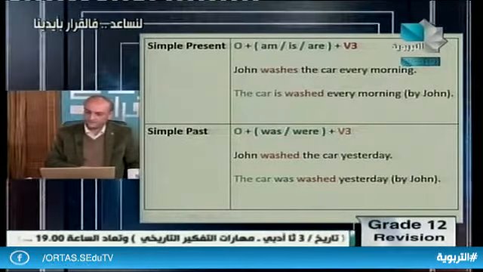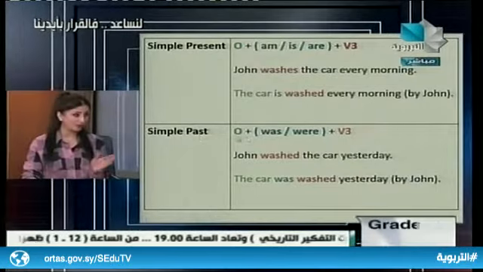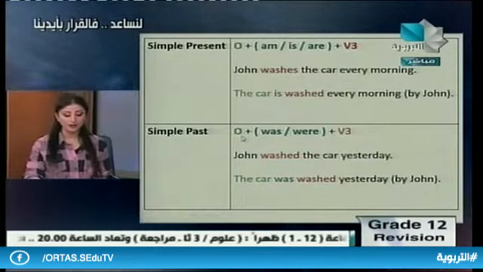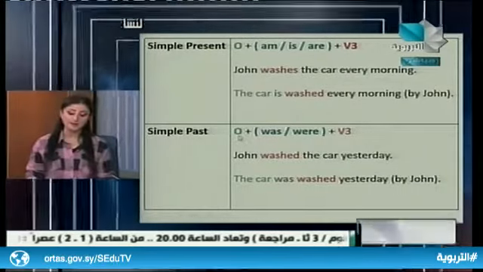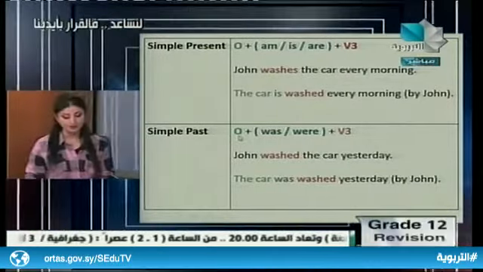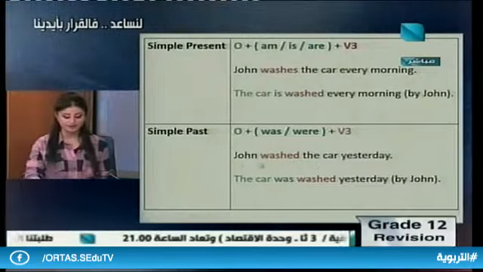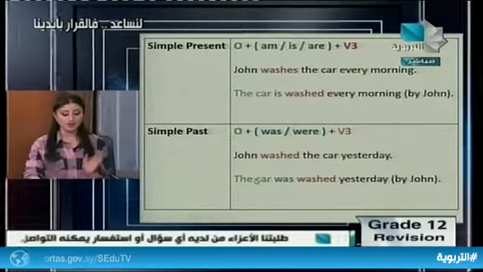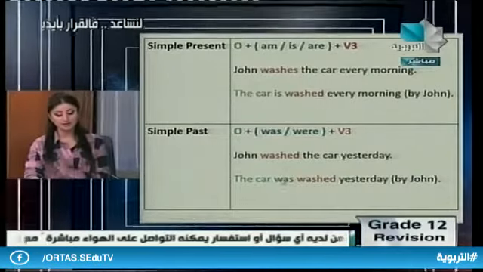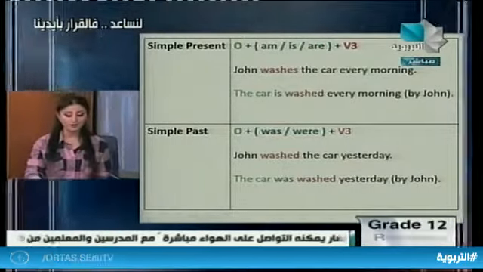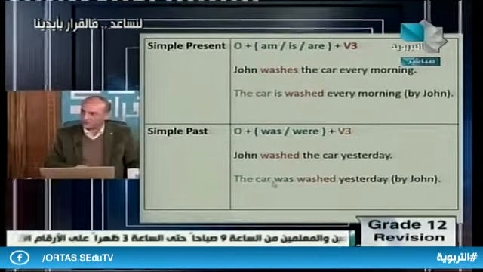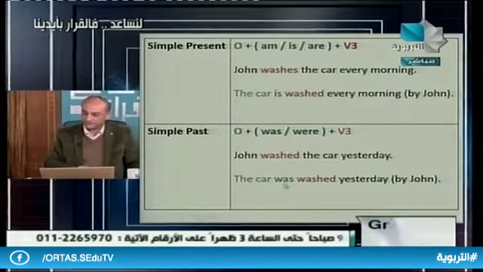If we have simple past, subject plus verb 2, it will change to object plus was or were, according to the object, plus the past participle, or verb 3. For example, John washed the car yesterday. We have washed in simple past. It will become the car as the object, because we have a singular object. We use the verb to be in the past simple: was or were. Here the car is singular, so we use a singular verb. The car was washed yesterday by John.